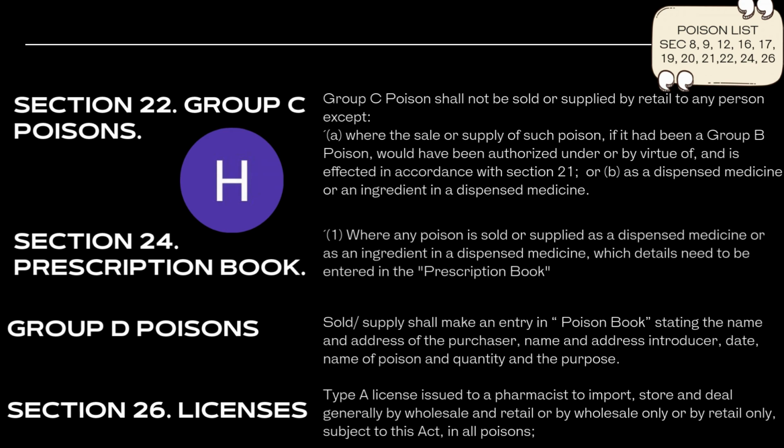For section 24, the prescription books. Under the prescription books, any poison that is sold or supplied needs to be entered in the PS book or prescription book.